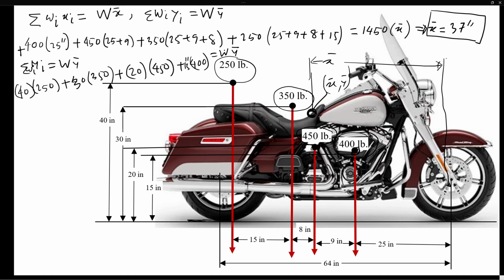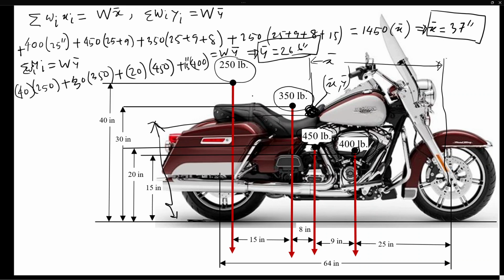Now the total weight is 1450, so if you add all these values, I found y bar, let me see, 26.6 inches from the ground. So it's going to be somewhere here, that's the y bar from the ground, so around here.